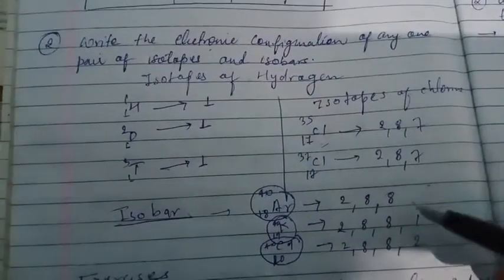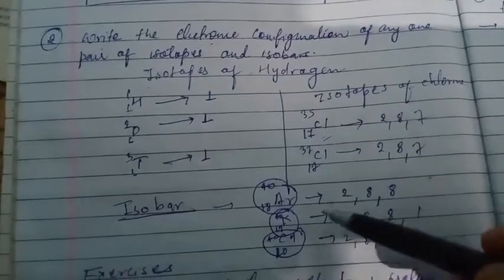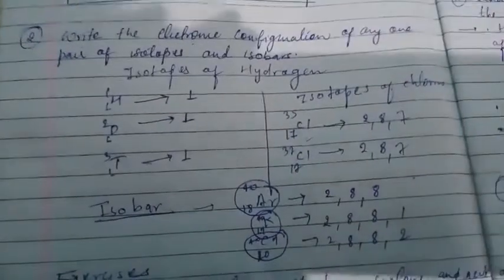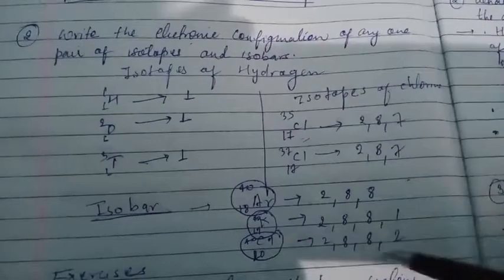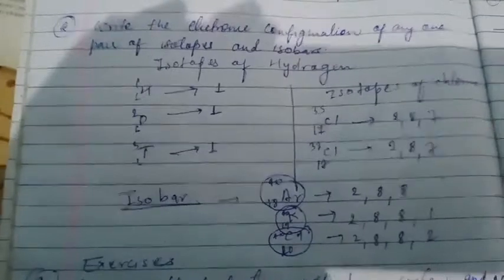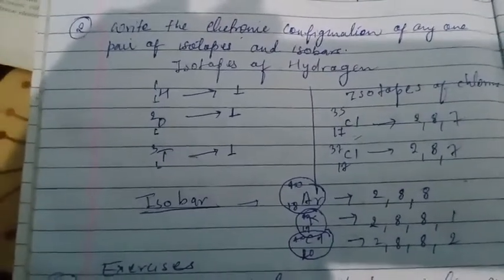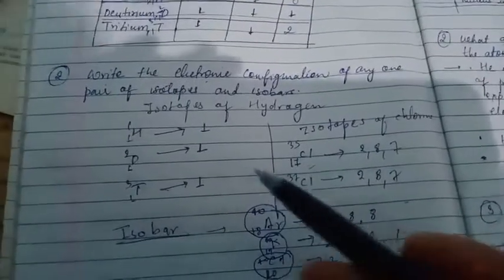So as you can see, in the pair of isobars, the electronic configuration of each atom in this isobar group is different. Okay, electronic configurations are different here. So you can take another example of isobars also, like sodium 11, 24 and magnesium 12, 24, and you can write the electronic configuration of both of the pair of isobars. Okay, next.